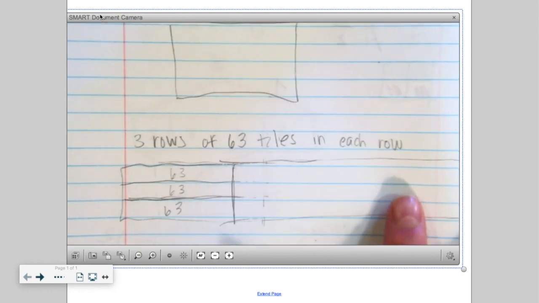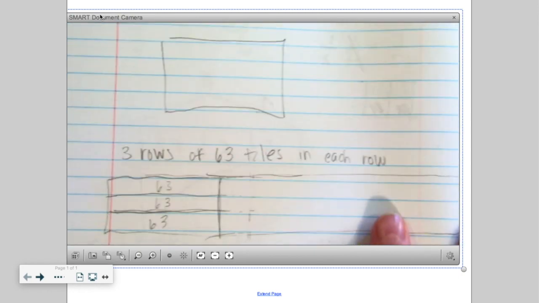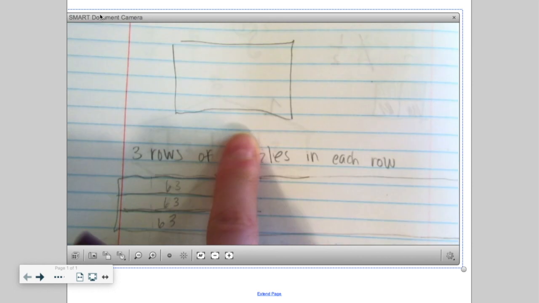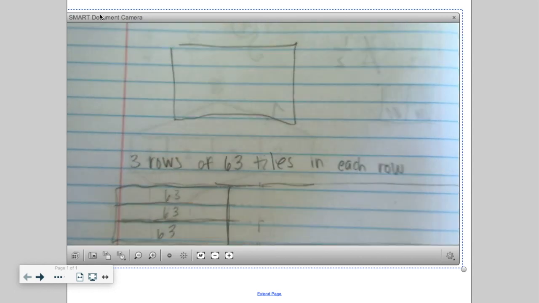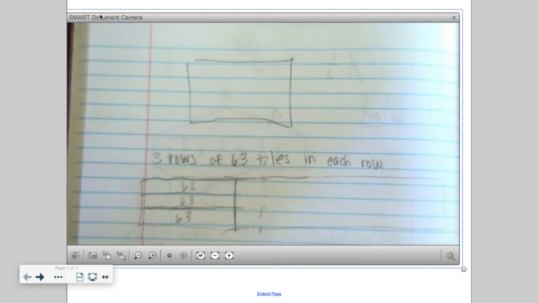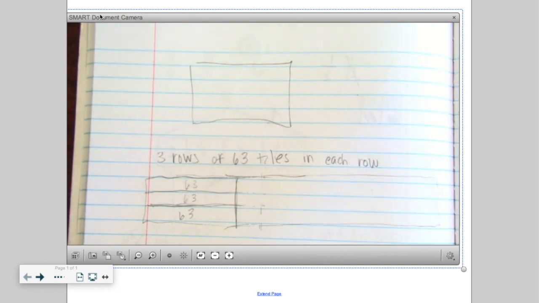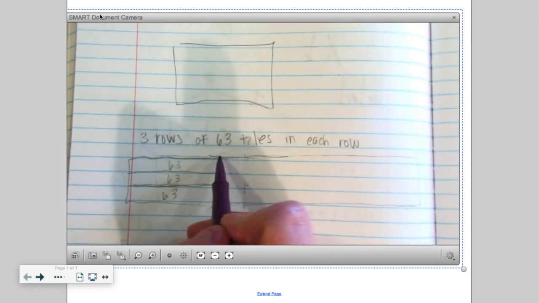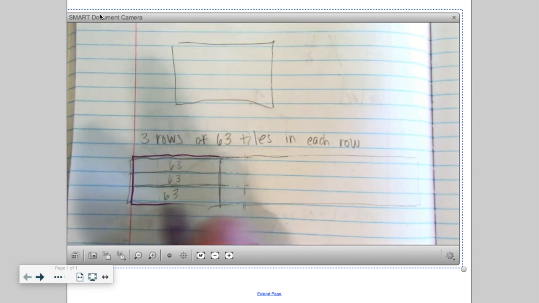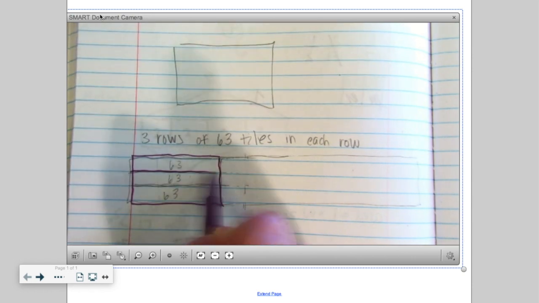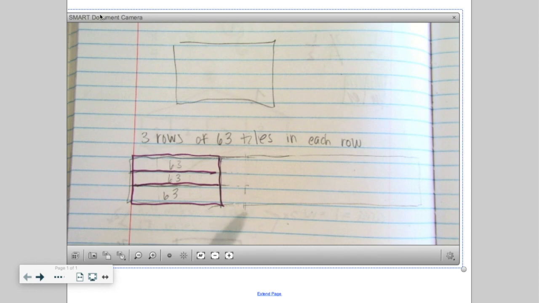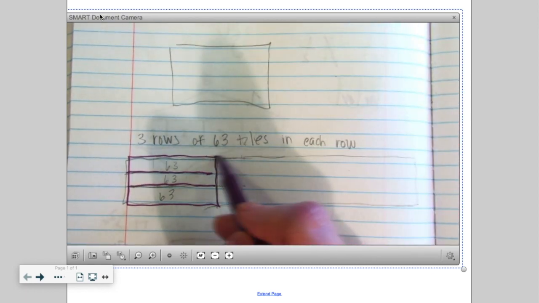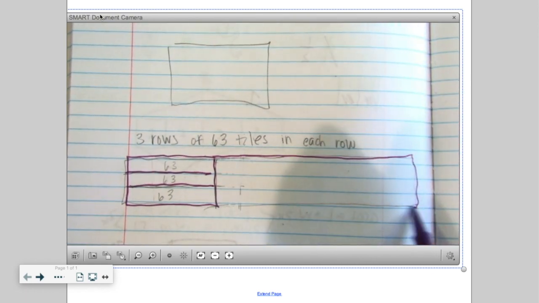All right, in my POD, I've got this guy, and he is putting tiles in his rectangular room. He plans to put 3 rows of 63 tiles in each row. So I sketched that out. He has 3 rows, and there's 63 tiles in each row. But he does that for the 4 walls in that room.